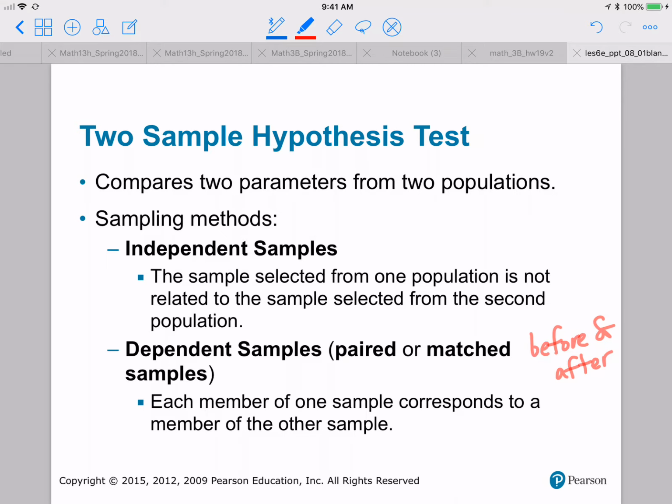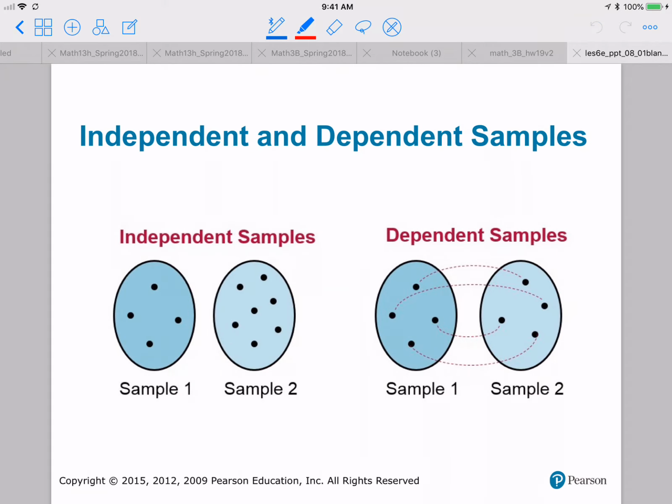Okay. So let's see here. This is a graphic representation of dependent versus independent samples. So notice here with the dependent samples, you've got a pairing. There's a way to associate each element or each data point in the first sample with another data point in the second sample. And it doesn't have to be before and after.